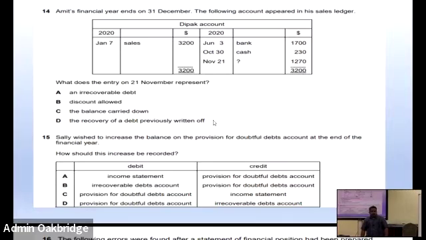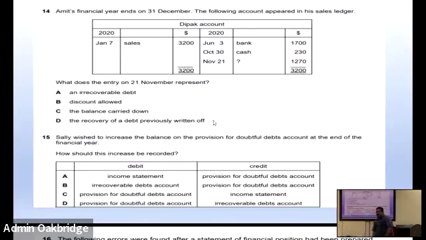No, cannot. Discount allowed? Definitely cannot, right? All agree. Cannot be discount allowed. Balance carry down? 100% no, because here we don't have anything. There's no balance brought down. Correct?